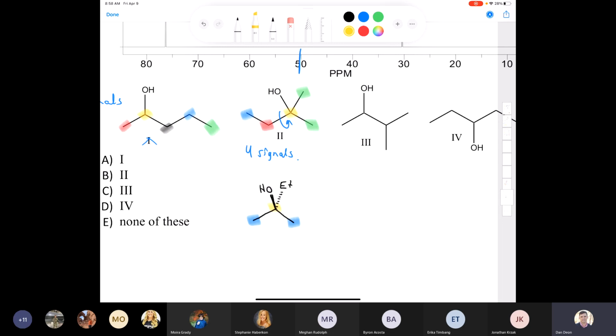If you bought even the most inexpensive model kit, even some Tinker Toys would work to show you that those two methyl groups are, in fact, chemically equivalent. Okay, so we get 4 signals.